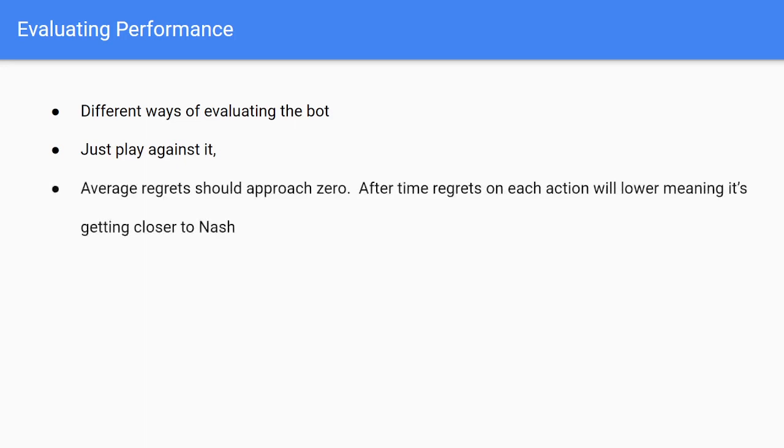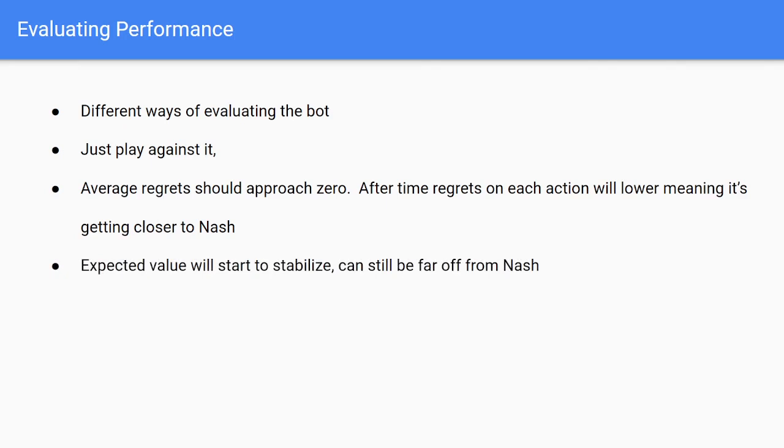So evaluating the performance of your bot, there are a couple different ways of doing it. The simplest one is just play against it. It should win or at least play very logically. It should be betting with good hands, folding with bad hands, that kind of thing. The other thing you could do is look at the average regrets. They should approach 0 over time. So bad actions will get a very low percentage, and so you actually get a very low regret. And as they approach 0, it means you have a good idea of what's going on.